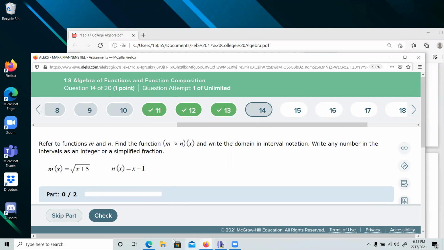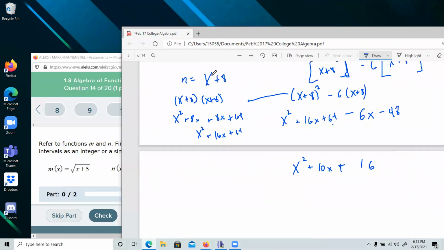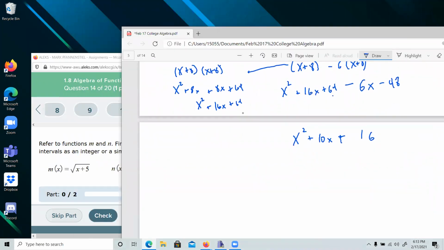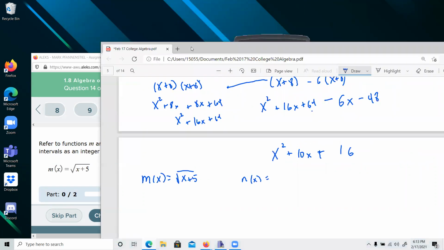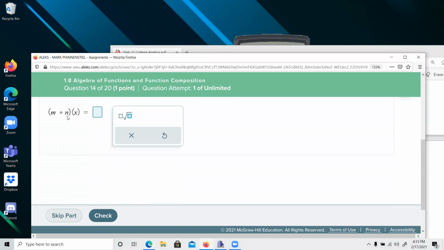Okay, so let's go ahead and have a look at this one. So we have m is equal to the square root of x plus 5. See, now we're going to have some problems because we got a square root. It's got to be positive. And n, this one's linear, so this is x minus 1. And what do they want to know? They want to know m of n.